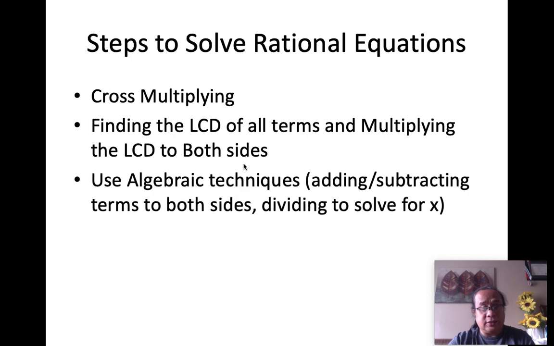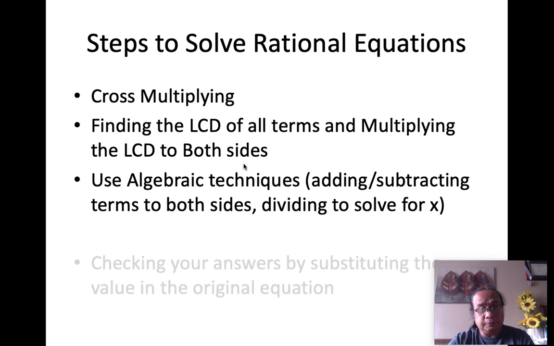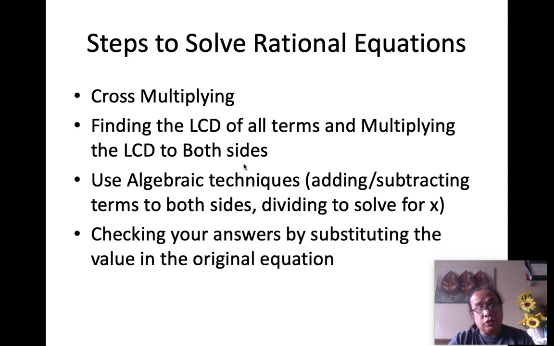Generally, once you do this, you're going to be using algebraic techniques, that is, adding or subtracting terms to both sides. To solve for x, you divide, or you use the distributive property. And finally, once you get your answers, you check them by substituting the value of x that you got into the original equation.